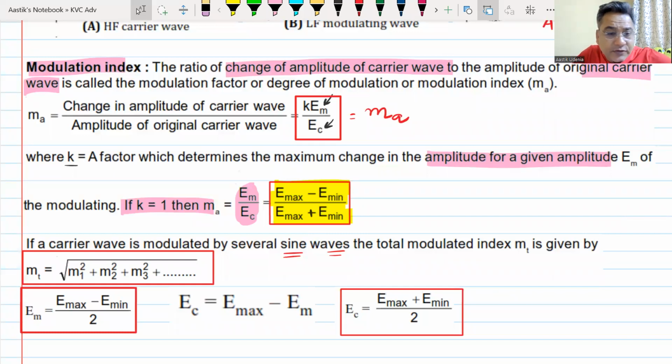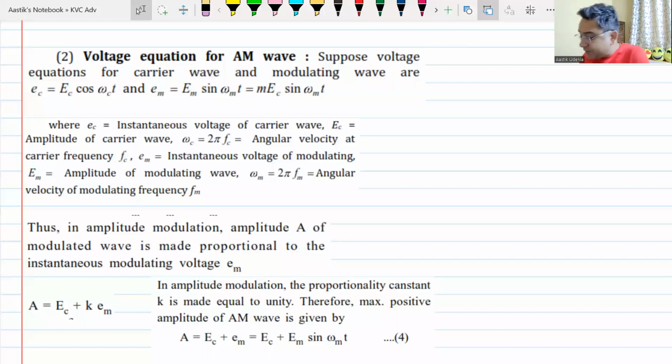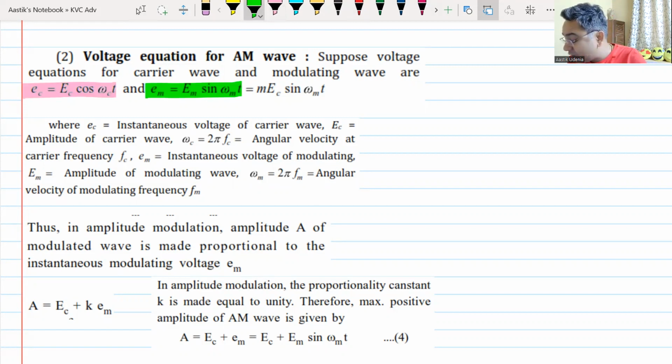Since we have come to know about the modulation index, we will move on and see the voltage equation of an AM wave. Now, what is the voltage equation of this AM wave? We have two waves here. One is the EC, the carrier wave, and the other one is EM, the message wave, the signal wave. Do we understand this? Now this EM is actually equal to M times EC, so I can write it like this.